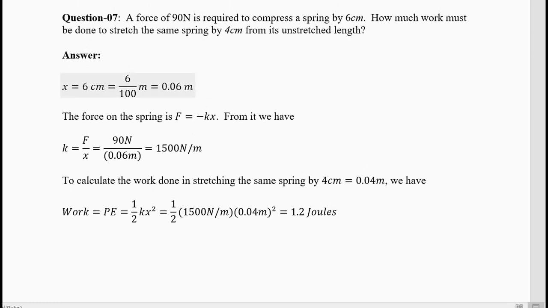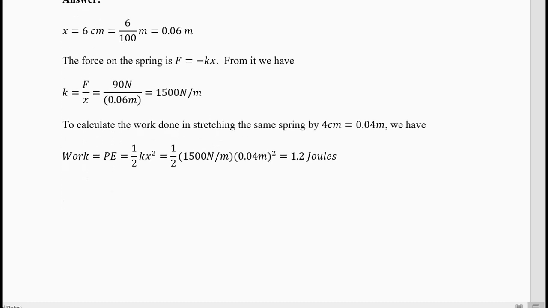Now x equal to 6 centimeters, convert to meters by dividing by 100, you will get 0.06 meters. So the force constant: F equal to minus kx. Ignore the minus sign, k equal to F by x. 90 Newton divided by 0.06 meters, you will get 1500 newtons per meter. If you want, you can put a comma after 1.